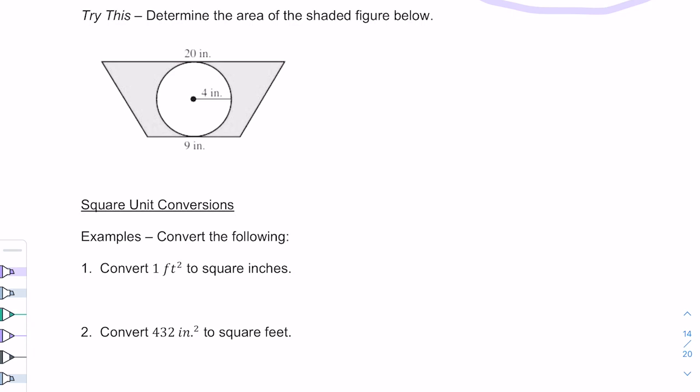Okay, pause the video and try determining the area of the shaded figure, and then unpause it when you're ready.